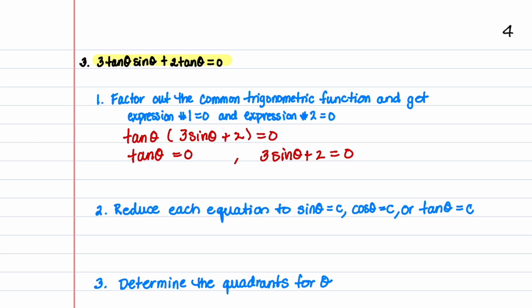We'll now reduce each equation so that it just has a tangent or a sine on the left-hand side. Our first equation we don't have to change. That's tangent theta is equal to 0. For our second equation, we have 3 sine theta plus 2 is equal to 0. So that gives us sine theta is minus 2/3.